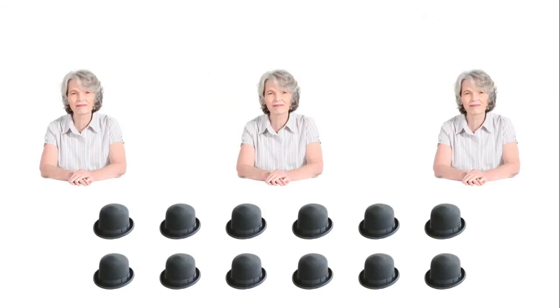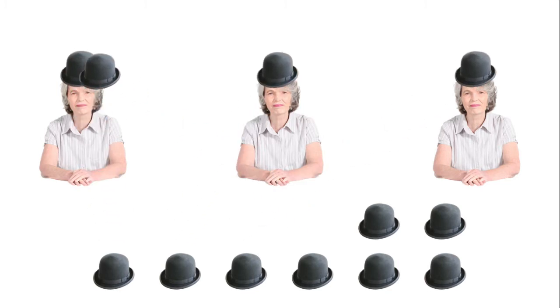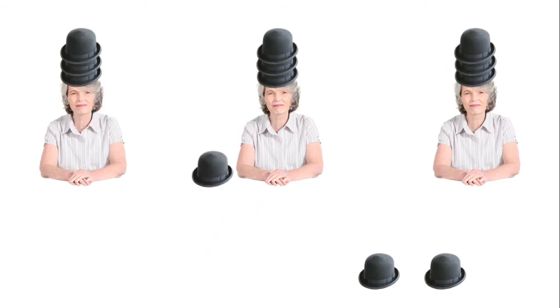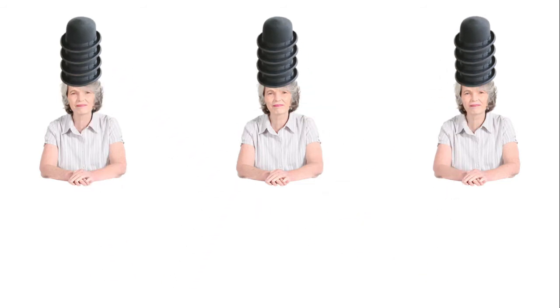And what if there are 3 women who want to share 12 hats? How could I figure out how much each woman would get? Well, I would just start putting hats on each woman's head, one at a time, until each of them had gotten the same amount. And it would look something like this. 1, 2, 3, 4, 5, 6, 7, 8, 9, 10, 11, 12. And as you can see, if I share 12 hats between 3 women, each woman gets 4 hats.